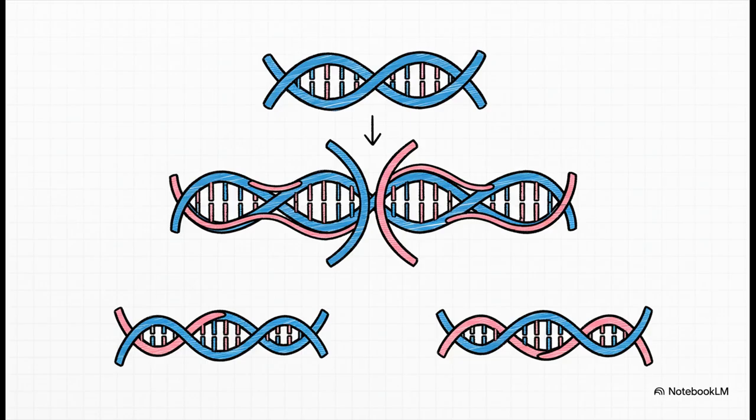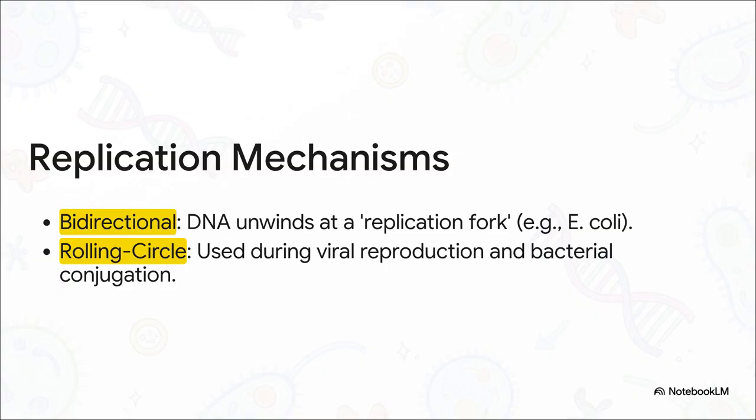It's really quite elegant. The 2 DNA strands unwind, and each one is used as a template to build a brand new matching strand. The result? 2 identical DNA molecules, each with one of the old strands and one of the new ones. Now, how does this physically happen? Well, there are 2 main ways bacteria get it done.